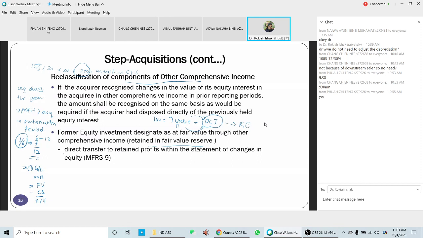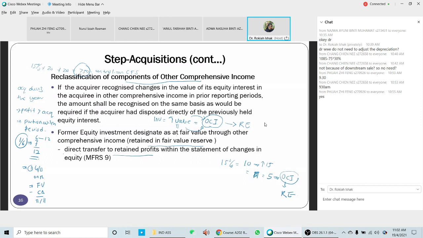Yeah? Okay, let's say previously your percentage of share was only 15%, and let's say the value here is 10,000. And then after that, the value increased to 15,000. So the increase of 5,000 here is considered as a profit of 5,000. Let's say this profit was recorded in other comprehensive income. So once you have the step acquisition, this profit from other comprehensive income needs to be transferred to retained earnings. That's why I said that you're going to transfer the profit from other comprehensive income to retained profit in the statement of changes in equity. That one is required by MFRS 9.